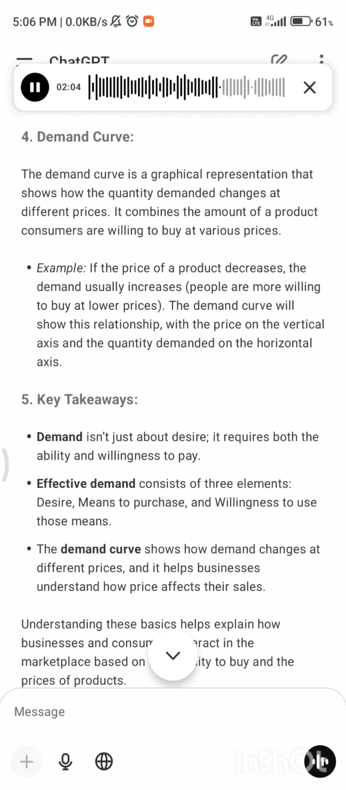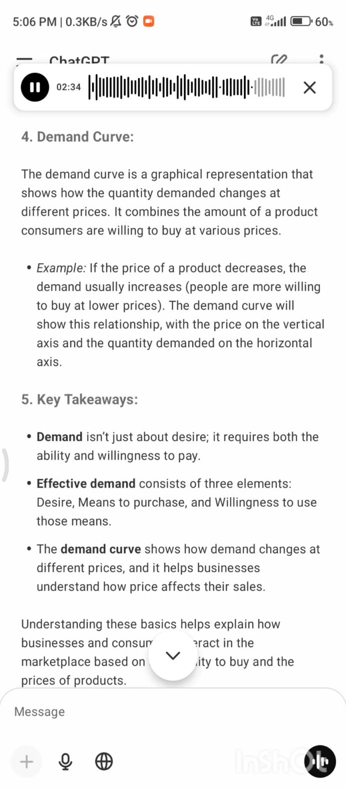The demand curve. The demand curve is a graphical representation that shows how the quantity demanded changes at different prices. It combines the amount of a product consumers are willing to buy at various prices. Example: if the price of a product decreases, the demand usually increases. People are more willing to buy at lower prices. The demand curve will show this relationship, with the price on the vertical axis and the quantity demanded on the horizontal axis.